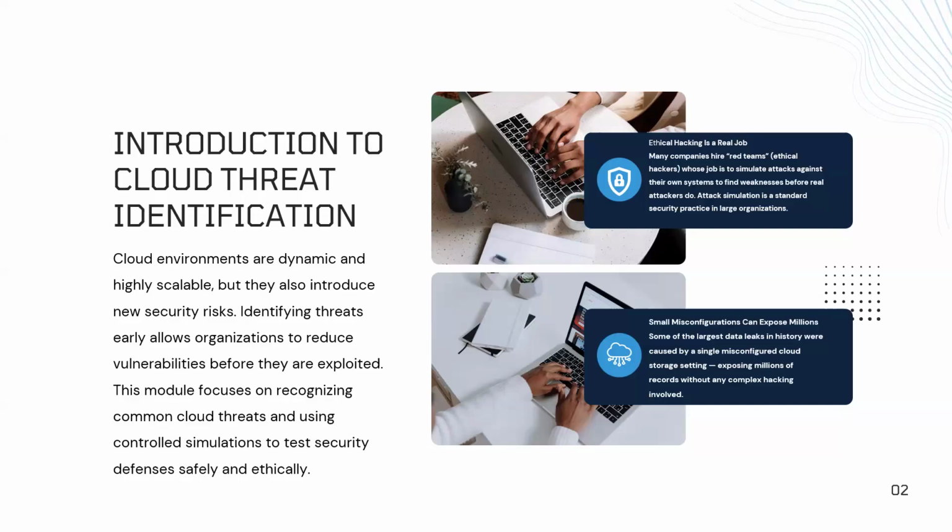The pattern here is that these were not sophisticated nation state attacks with zero-day exploits. No syndicate was trying to attack them. They were just simple misconfigurations and basic security mistakes: public S3 buckets, hard-coded credentials, overly permissive IAM roles, and unpatched systems. So the key point on this slide is that ethical hacking is a real job. This is absolutely true. Let me tell you about red teaming.